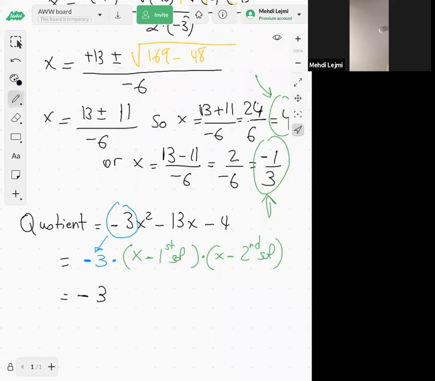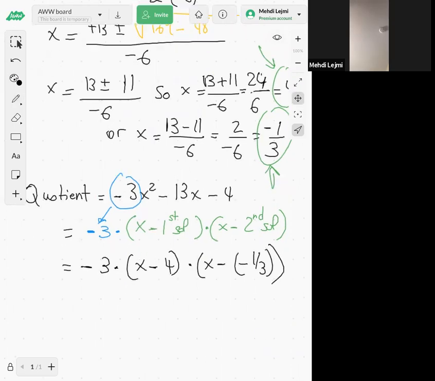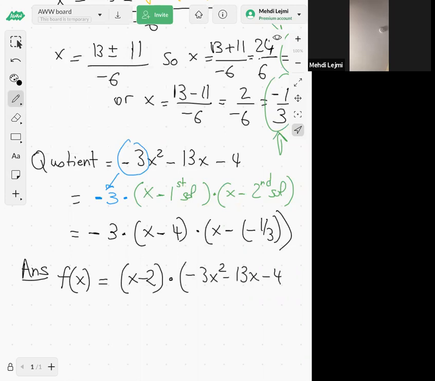So then your quotient would be negative 3 times x minus, the solution I got first, which is 4, so x minus 4, times x minus the negative 1/3. Okay, so this is a factorization of the quotient. So now I have the complete factorization of f of x. Remember, f of x is x minus 2 times the quotient, negative 3x squared minus 13x minus 4, right? That's our f of x.